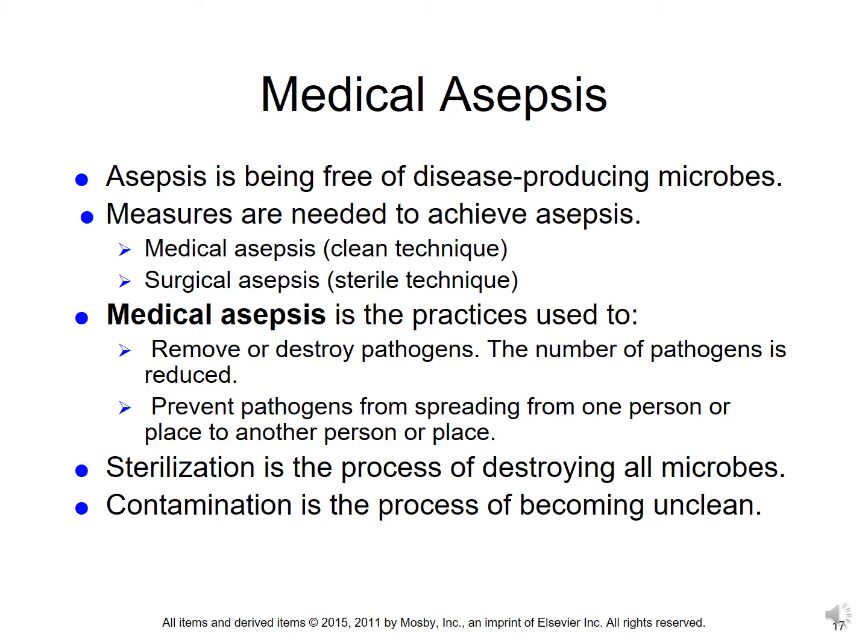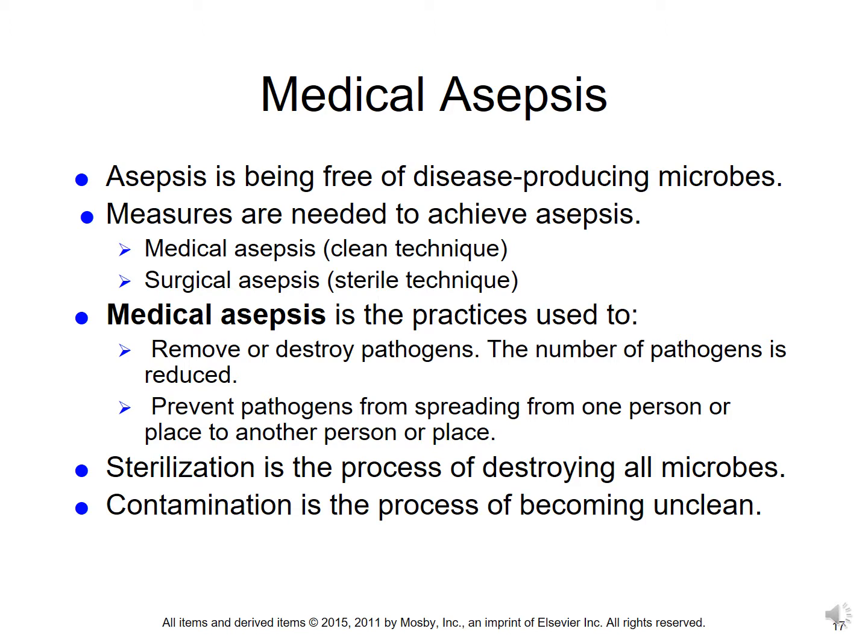Medical asepsis also is used to prevent pathogens from spreading from one person or place to another person or place. For example, we do housekeeping. We have certain procedures for our housekeeping. We have certain personal protective equipment. We have certain ways to wash our hands. Those are all medical asepsis.